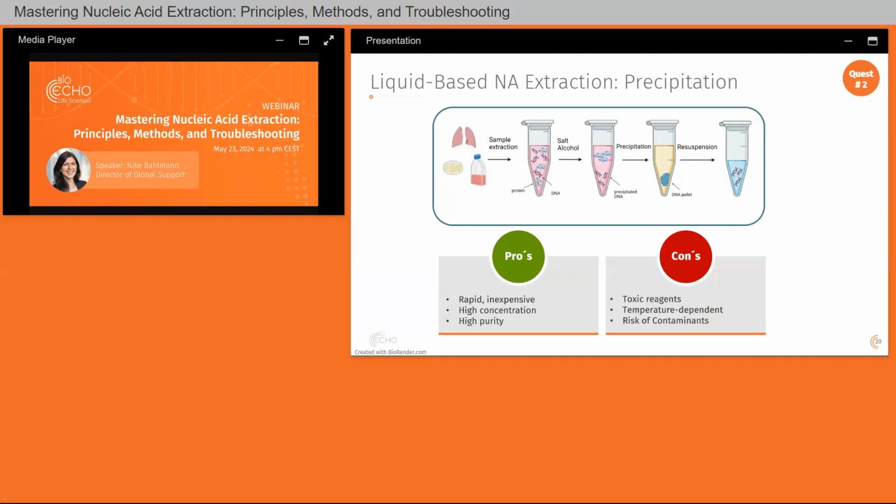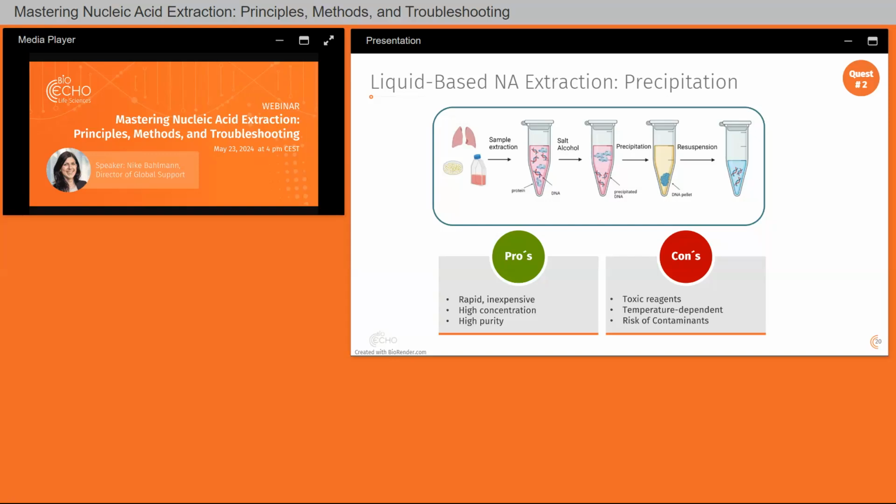This obviously comes with some pros. It's a very rapid and inexpensive method. You get a highly concentrated sample and also a pure sample. On the other hand, we are dealing with toxic reagents here, so we have ethanol, and we can work with chaotropes, and solubility is always temperature dependent. So temperature is a factor here. Sometimes it helps to cool the whole thing down so that you get a nice DNA pellet. Also, by pipetting and aspirating, imagine your DNA is not really precipitated, then you can have a lot of carryover. So it's a risk if you're not familiar with this method.